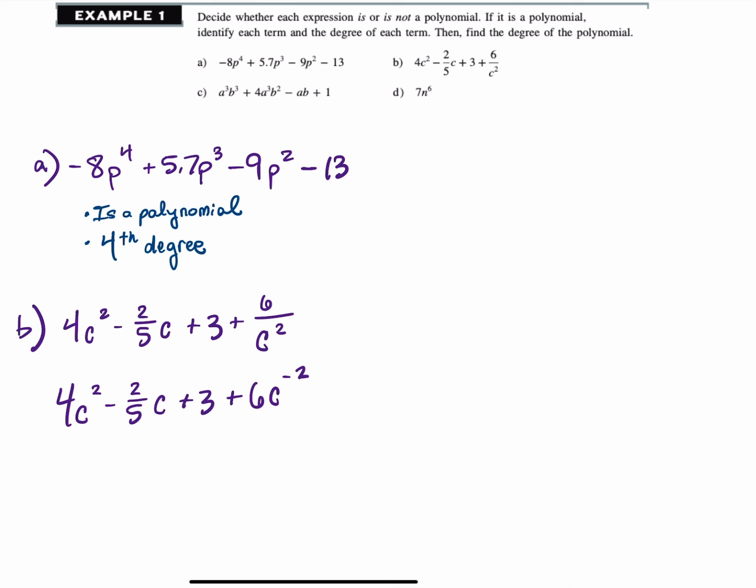And that's the thing that will break our rule for polynomials. So polynomials need to have a positive exponent. So I can say they don't have negative exponents. There's nothing wrong with having this here, it just doesn't classify this expression as a polynomial.